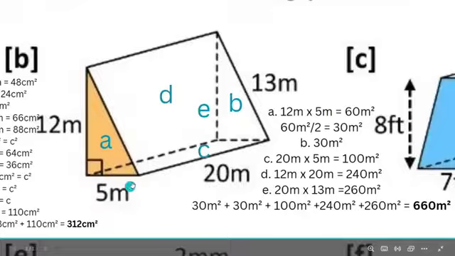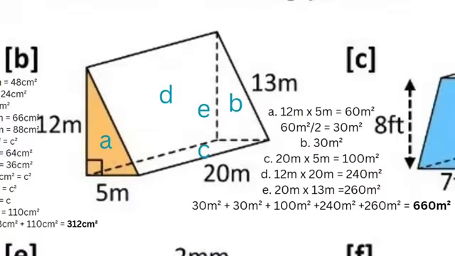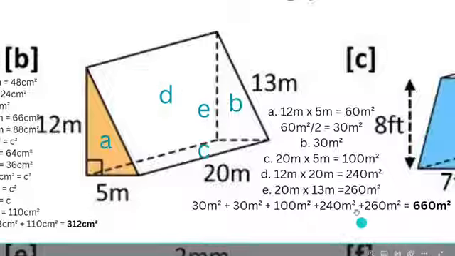To calculate C, we have to take 20 m times 5 m equals 100 m square. To calculate D, we have to take 12 m times 20 m, which equals 240 m square. To calculate E, we have to take 20 m times 13 m, and the answer would be 260 m square. Then we add all the answers up together, and the answer would be 660 m square.